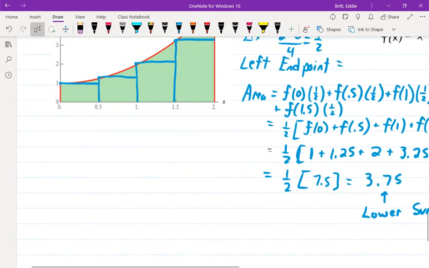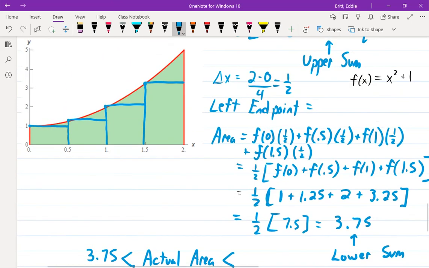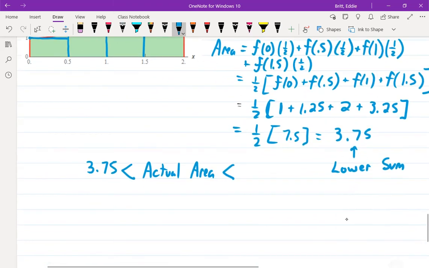So by finding the upper sum and lower sum, I know that the actual area is going to be greater than 3.75 and less than 5.75. And that was by just using 4 rectangles.